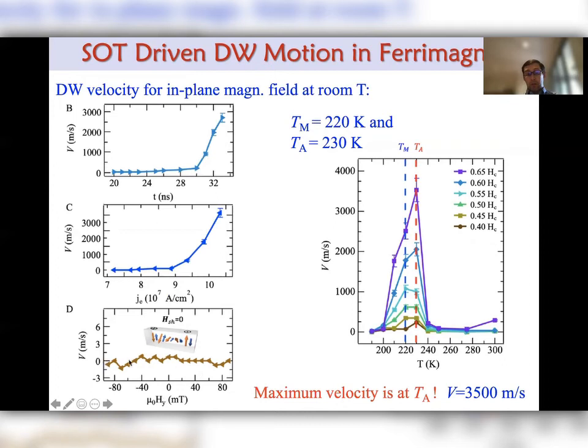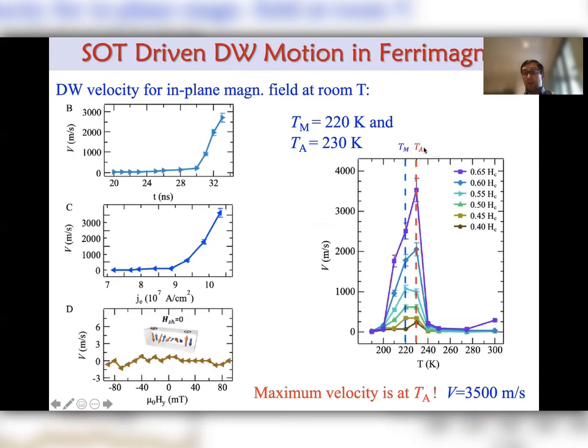Okay, so now the most important part is shown in this plot to the right, and basically that's the dependence of velocity as a function of temperature. What you can see here is that there are two temperatures: T_M, which is the magnetization compensation temperature, and T_A, the angular momentum compensation temperature. And they are not the same for this material, as I already mentioned. The T_M temperature is 220 Kelvin and the T_A temperature is 230 Kelvin. If you look at velocity as a function of temperature, we see that the maximum is achieved at the angular momentum compensation temperature T_A, exactly as predicted by this formula.